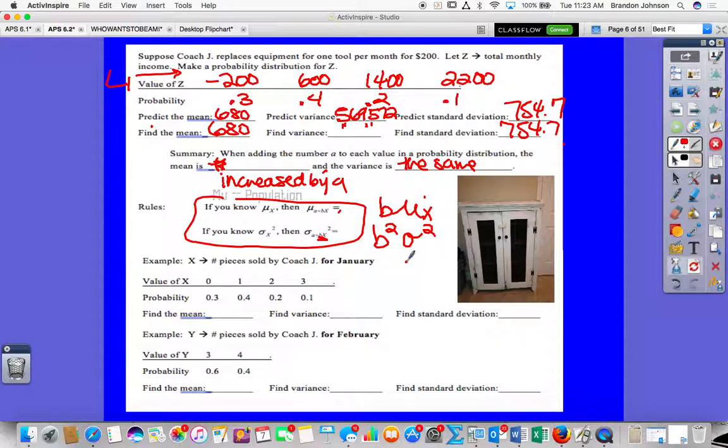Ella, what did you write for the first one? Above, this is B times mu, which is our mean of X. So if I multiply all the values by 800, 800 per thing that I sell, then I'm just going to multiply the mean by B as well. Does that make sense? That's the basic one.